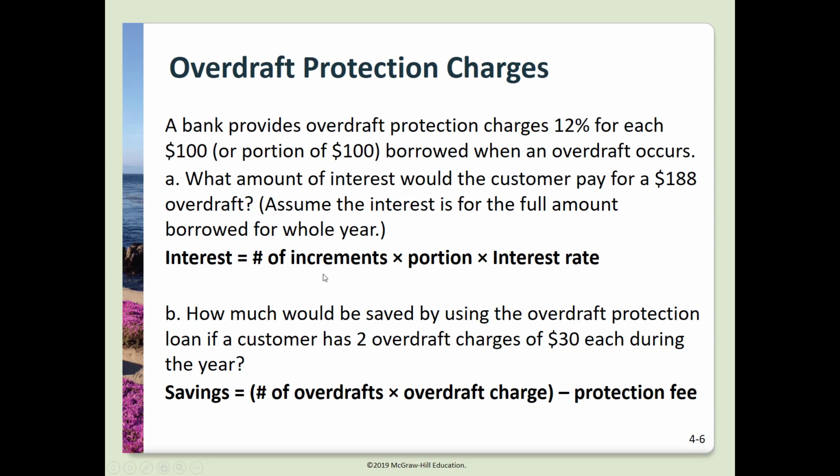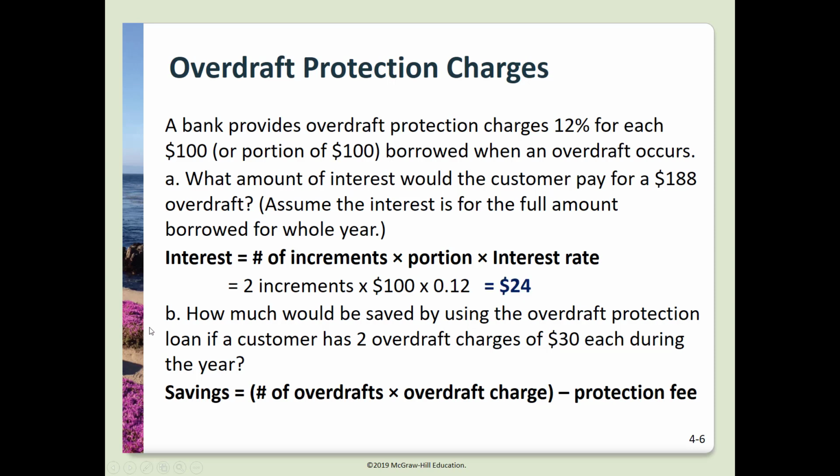So we have to look at how many increments we're working with in terms of the $188. Note that we're charged for each $100 or portion of 100. So if I look at this, there's a whole 100 in there. And then what I have left is the $88, which is still a portion of 100. So really I'm working with 2 increments. So the portion is the $100 according to the bank, and then our interest rate. So we'll take our 2 increments times 100 times our 12% interest, which we've converted to a decimal, 0.12. When I multiply that across, the interest or the charge for overdraft is $24.